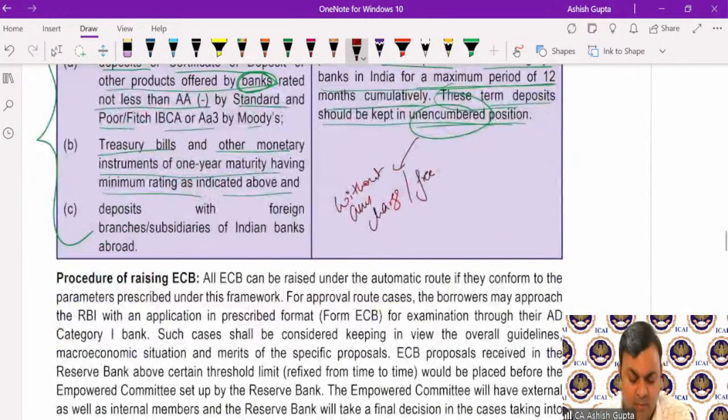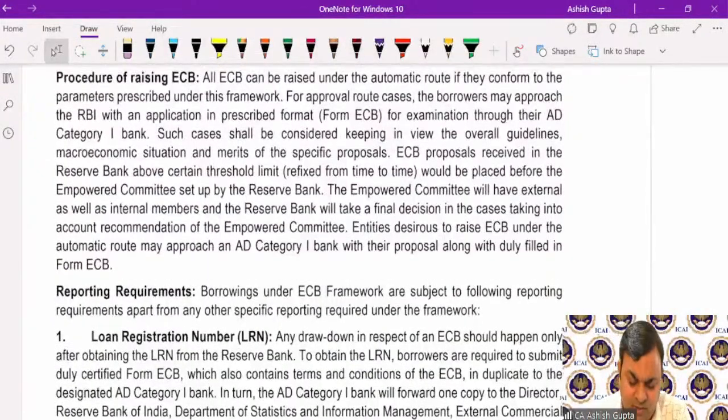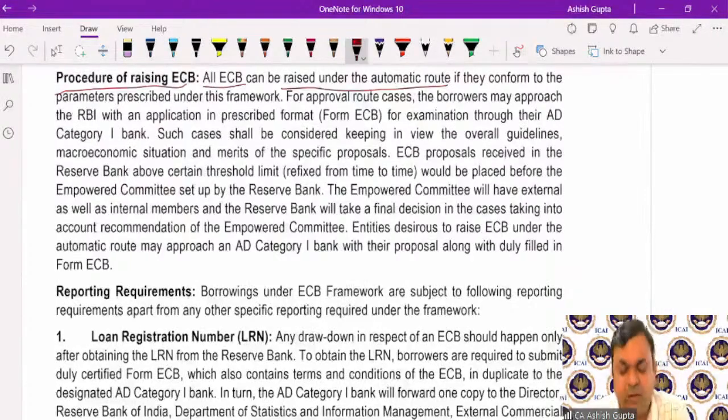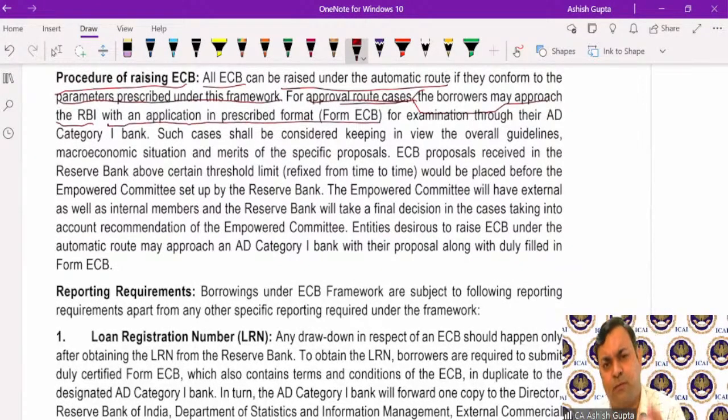Okay. Procedure of raising ECB. All ECBs can be raised under the automatic route if they conform to the parameters prescribed under this framework. For approval route cases, the borrowers may approach the RBI with an application in the prescribed format, means Form ECB, for examination through their authorized dealer category 1. What is the procedure for raising ECB? They mentioned that you need to approach the RBI with an application in the prescribed form, that is called Form ECB, for examination through the authorized dealer.